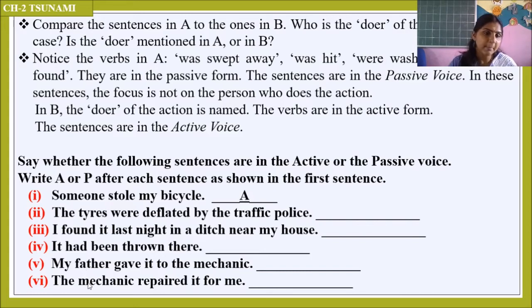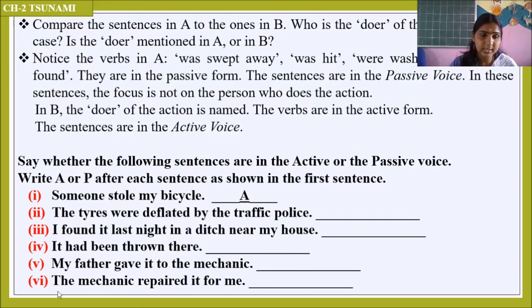Now, next one. "My father gave it to the mechanic." What is the verb here? Gave. So, gave is not in the third form, and it is not accompanied with any helping verbs. And the doer here is what? My father. So, the doer is mentioned in the beginning of the sentence, and the verb is not accompanied. It is separately in the first verb form. So, does it come under active voice or passive voice? Active voice. Yes, write A for the fifth question.